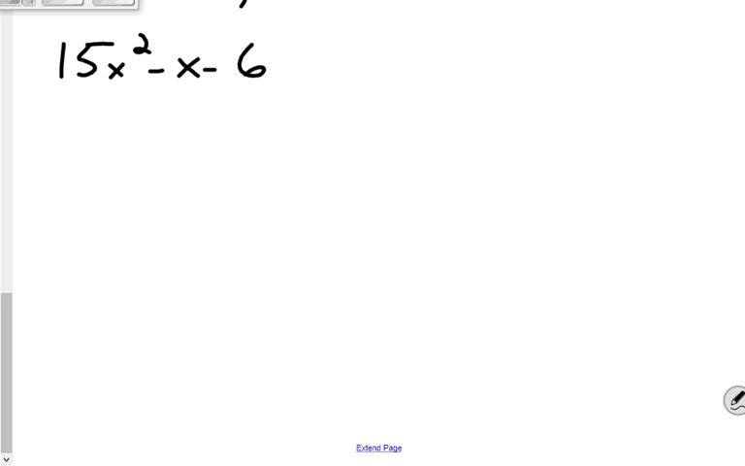All right, something like this. These are still trinomials. 1, 2, 3 terms. Still quadratic.